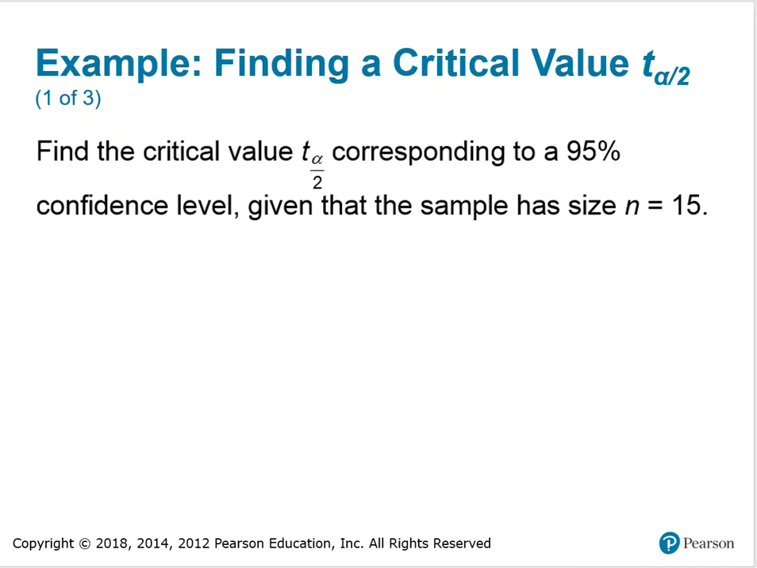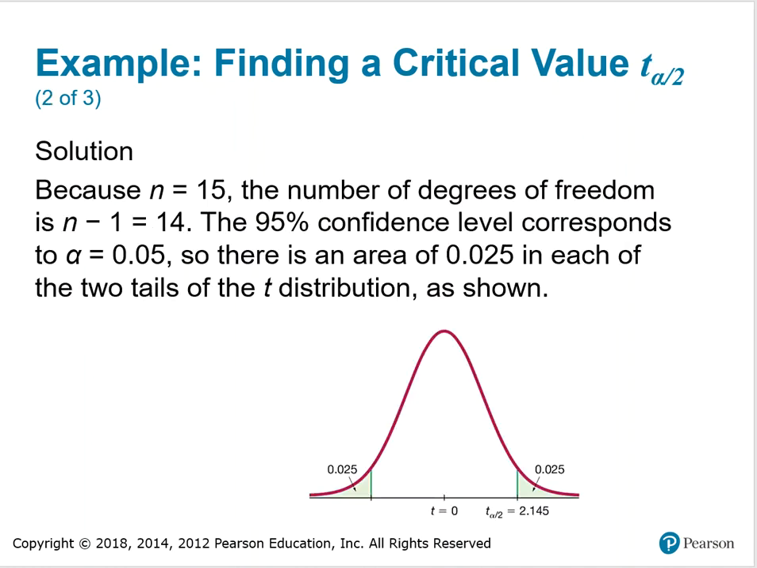Here's an example. Find the critical value t sub alpha over 2 corresponding to a 95% confidence level given that the sample has size n equals 15. Because n equals 15, the number of degrees of freedom is n minus 1 equals 14. The 95% confidence level corresponds to alpha equals 0.05. So there is an area of 0.025 in each of the two tails of the t distribution as shown in the figure below.